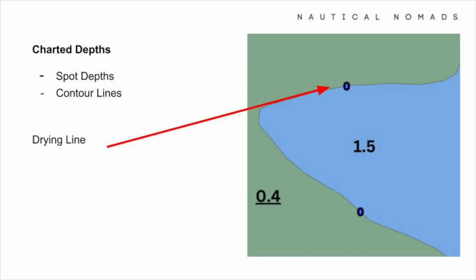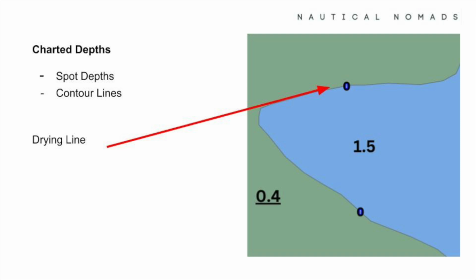A particularly important feature is the drying line, also called the 0-meter contour. This marks areas that are exposed at low tide. Any heights above the drying line are shown as drying heights, which are underlined, like 0.4, meaning 0.4 meters above chart datum.